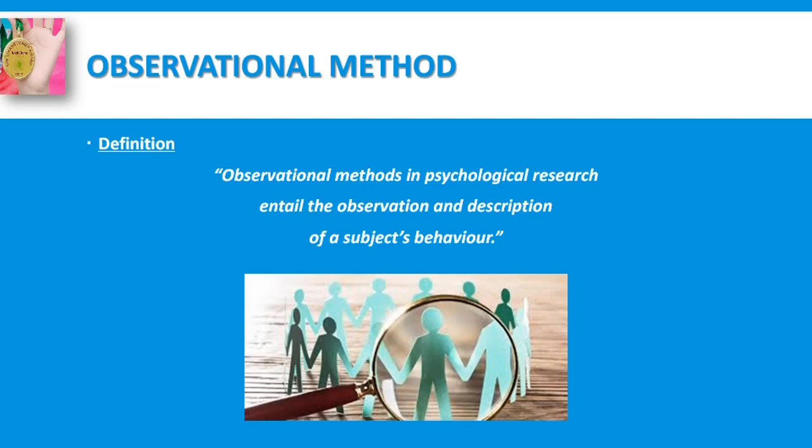The definition is that observational methods in psychological research entail the observation and description of a subject's behavior. Observation is a means of gathering information for research, and may be defined as perceiving data through the senses, that is, the sense of vision, hearing, taste, touch, and smell. It involves empirical data, and observational methods include observation and description of subjects' behavior.